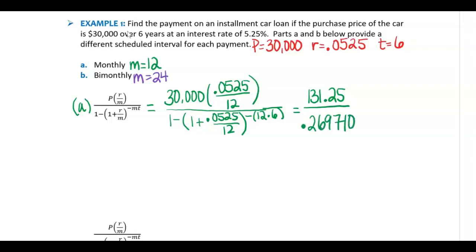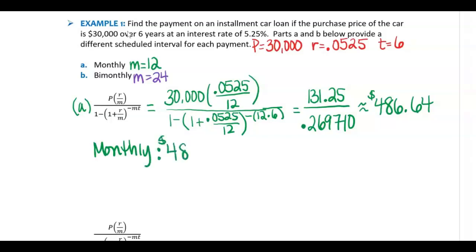0.269710. Please note, you should not round your answer until the final solution. However, for the purposes of this video, I will be showing just the first 6 values of our denominator. Dividing 131.25 by 0.269710, we get an approximate value of $486.64. So, our monthly payment would be $486.64.